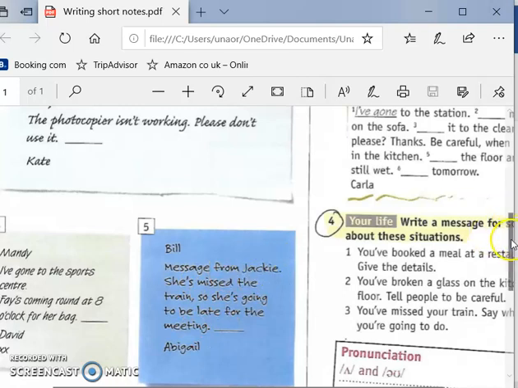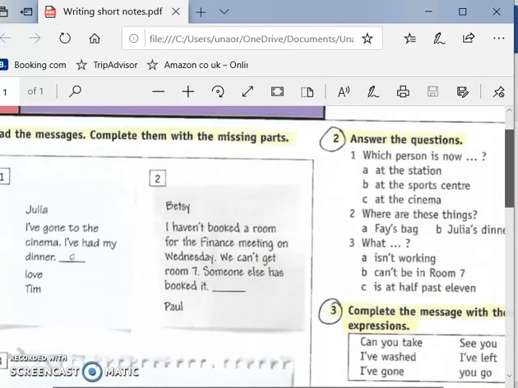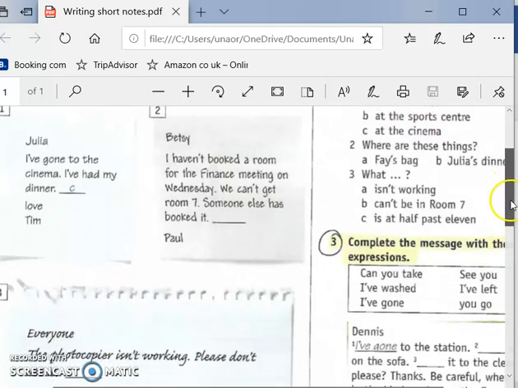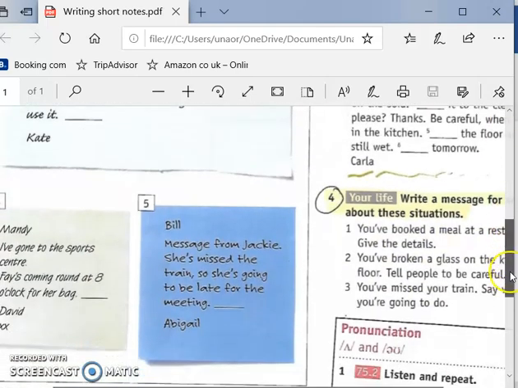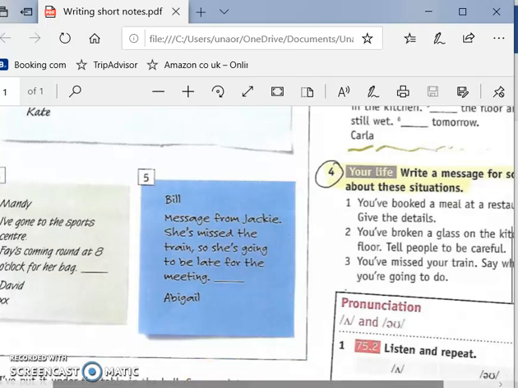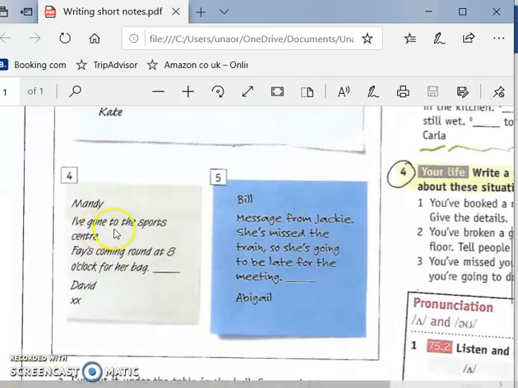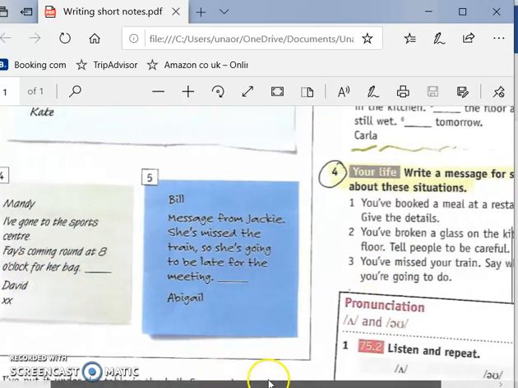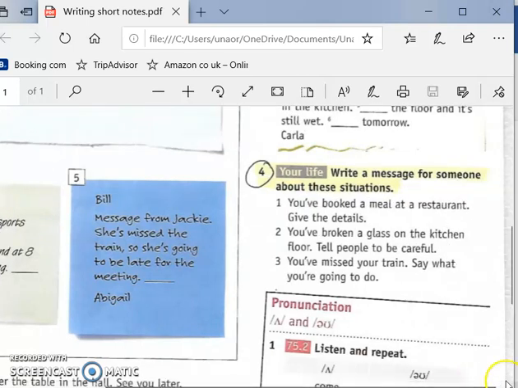Okay, scroll back up. Which person is now at the sports centre? Okay, who had gone to the sports centre? That is down here at number 4. Sorry, let me scroll. Okay, I've gone to the sports centre. Faye's coming round at 8 o'clock for her bag from David. So David had gone to the sports centre there. Okay, it's important that you understand who's writing the note. You wrote the note to Mandy, but the note is from David.